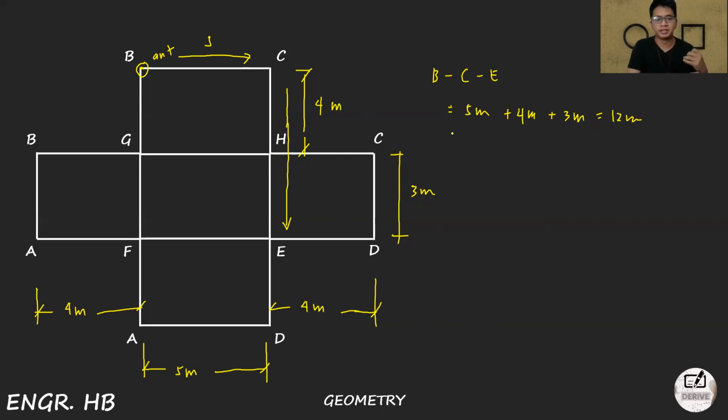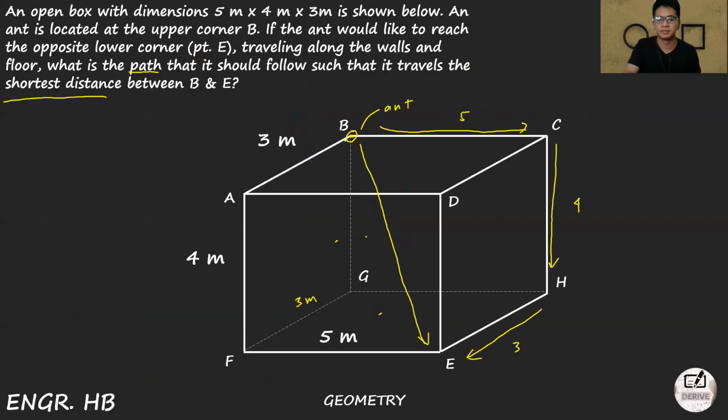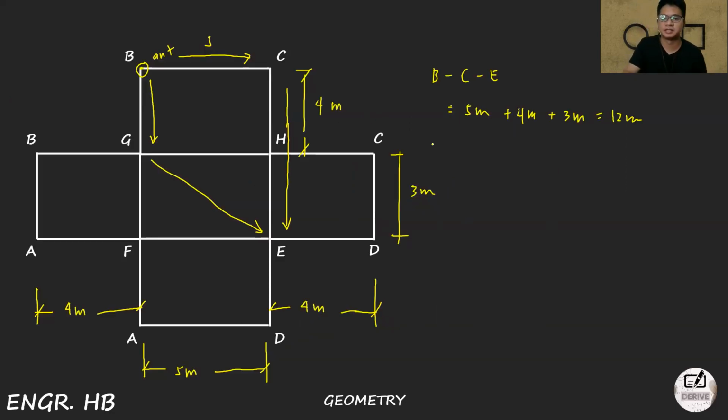So the second path that pwede nating makita na mag-travel si ant from point B to point E is that from point B, maglalakad muna siya to point G. At from point G, maglalakad siya to point E. So kung dito, makikita natin, ang sinasabi ko is from point B to point G, bababa muna siya dyan. Tapos, maglalakbay siya diagonally from point G to point E. Okay, so ang magiging distance niyan is B to G to E.